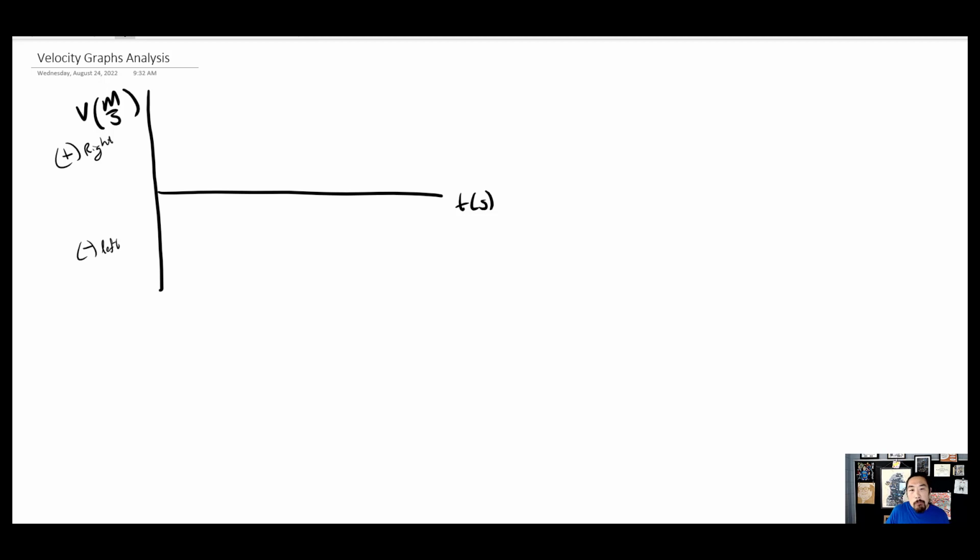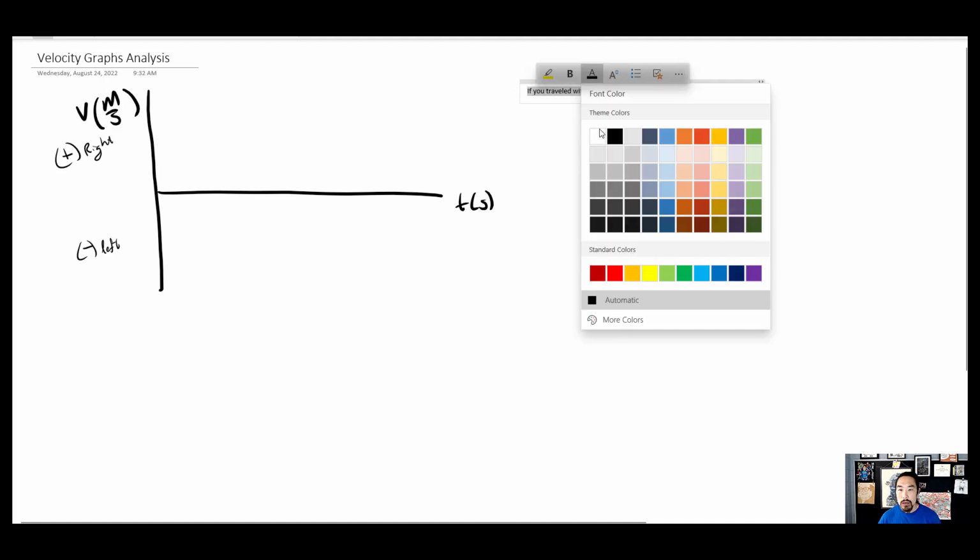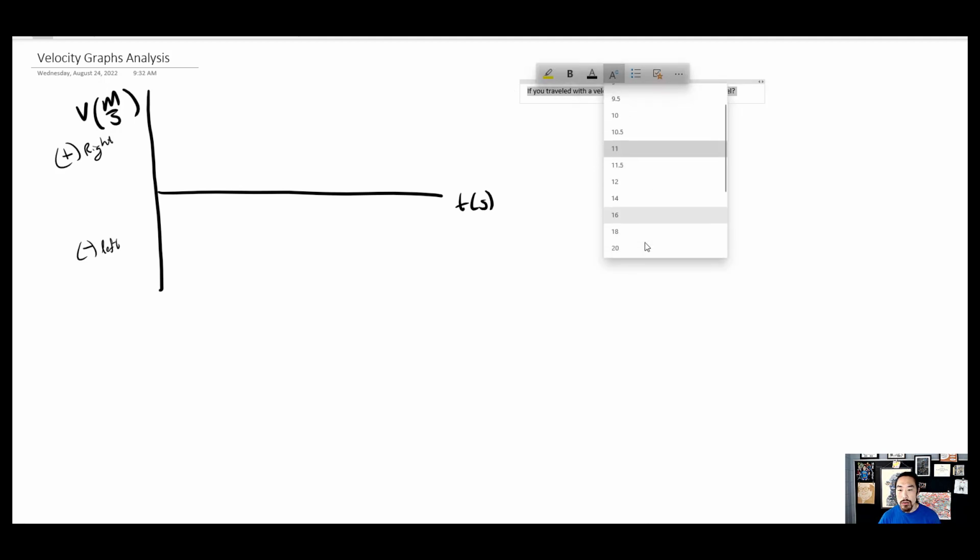Next thing I'm going to do is give you a little verbal. Hopefully by now we are used to doing verbals and you realize how powerful they are. So let's say, if you traveled with a velocity of 6 meters per second for 5 seconds, how far did you travel? Simple enough. Let's see if we can make this a little bit bigger. Yeah, let's do that.